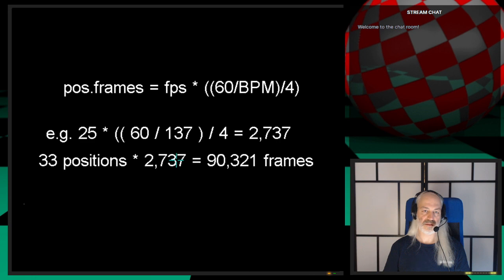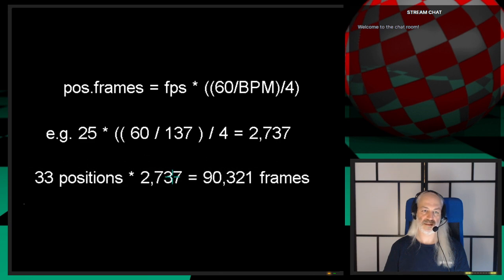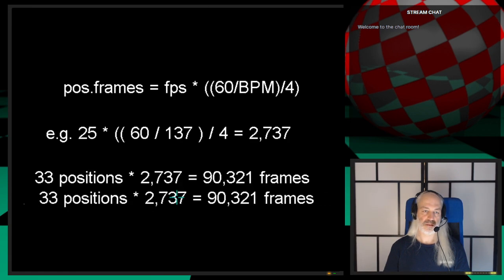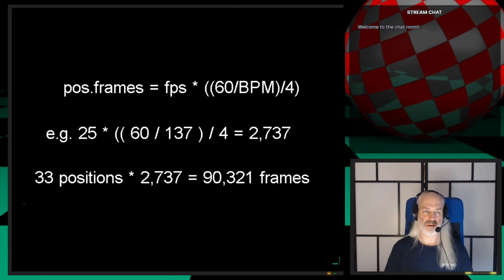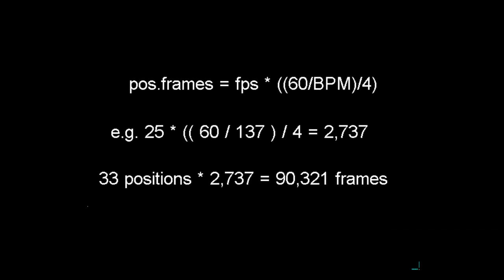Let me do that. So there are 33 positions on the tracker times this here. So 33 positions times 2.737 equals 90.321 frames. So rounding down is 90 frames.